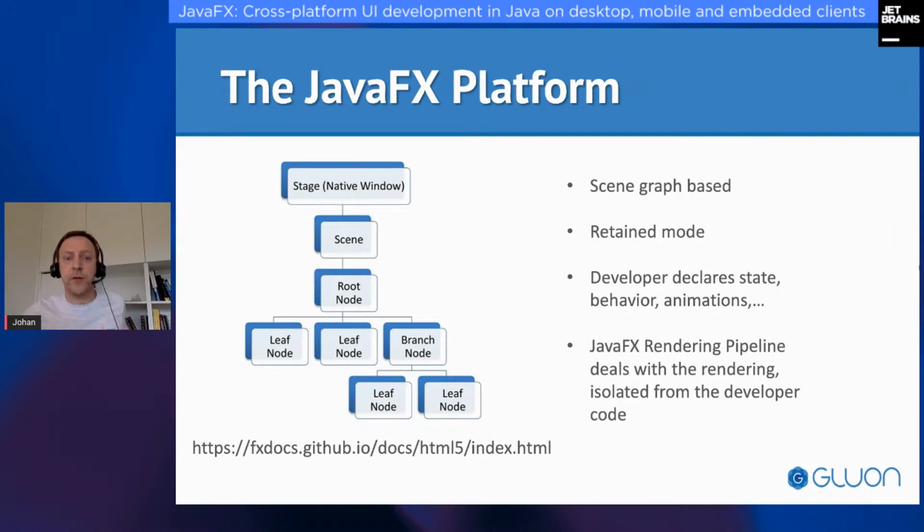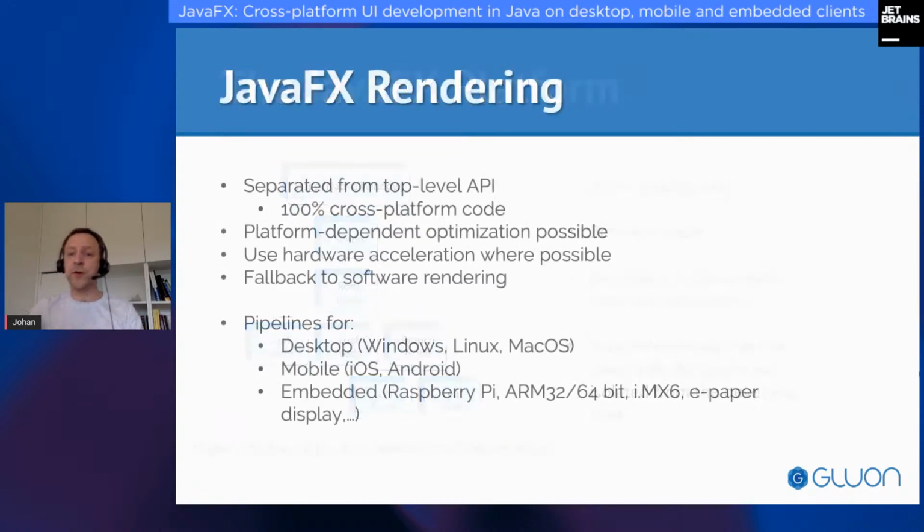So for example, every control is a bunch of nodes, and that is the scene graph based model that we have here. Here we see actually the answer to how is JavaFX different from Swing. JavaFX is using retained mode, so the developer declares the state of the node. He says, for example, this needs 20 pixels padding, and then the rendering pipeline will look into the specifications and will do the rendering. So that's actually a separate system. Those are two different components of the system.